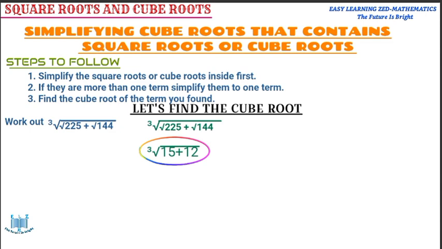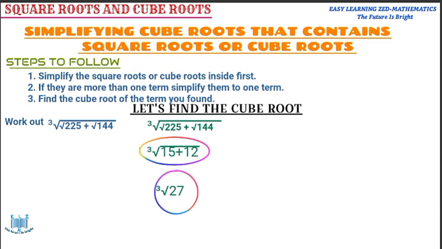I'm going to add 15 plus 12. Before I find the sum of 15 and 12, I'm going to write the cube root sign here. Then 15 plus 12 will give us 27. Now I have come up with one term. That means I'm successful with the second step, which is simplifying the terms which are more than one into 1.